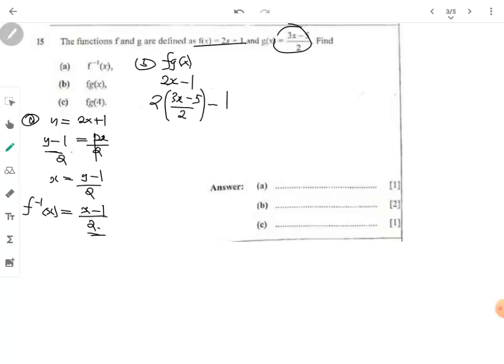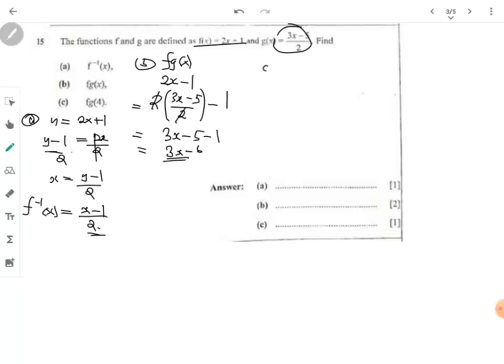Remember there's minus 1 there. Then these 2 and these 2 can go because those are dividing each other. I'll remain with 3x minus 5 minus 1. This will give me 3x, negative 5 minus 1, get negative 6. And this is the answer.